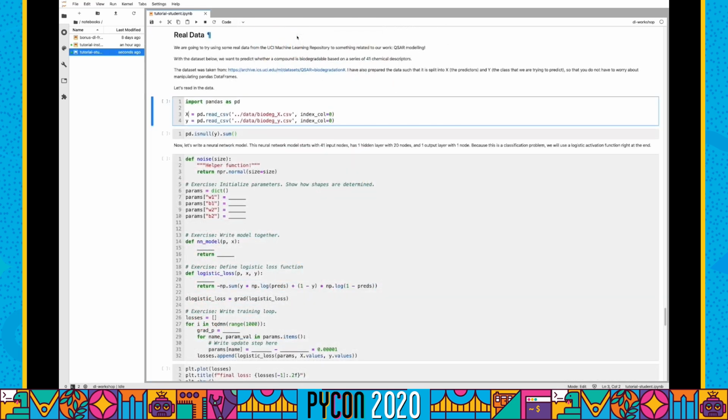Let's now see a neural network in action by building one from scratch. The data we're going to work with comes from the UCI Machine Learning Dataset repository. Here, we want to predict whether a molecule is biodegradable or not, given 41 chemical descriptors. The data have been prepared for you, so go ahead and execute the next cell to load the data.